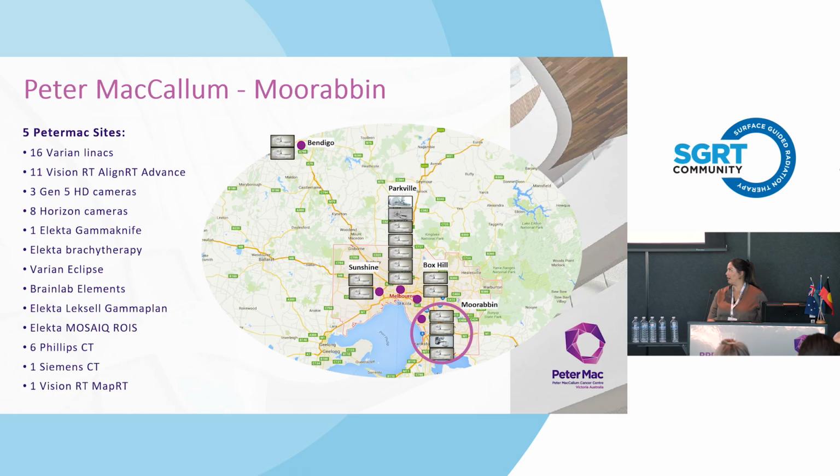So Peter Mac is comprised of 5 distinct sites or different campuses, and the Moorabbin campus is Peter Mac's second largest site, and we're located in the southeastern suburbs of Melbourne. So we have 2 LINACs, 2 of which have a line RT capability, 2 dedicated CT scanners, and now also MapRT.